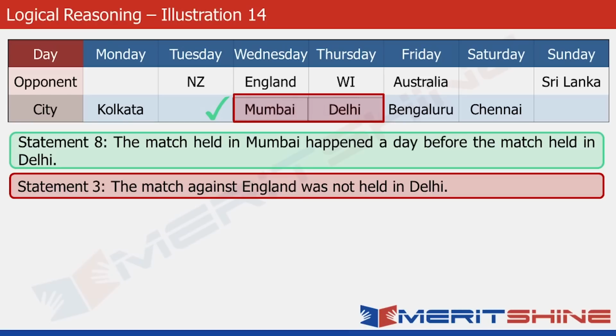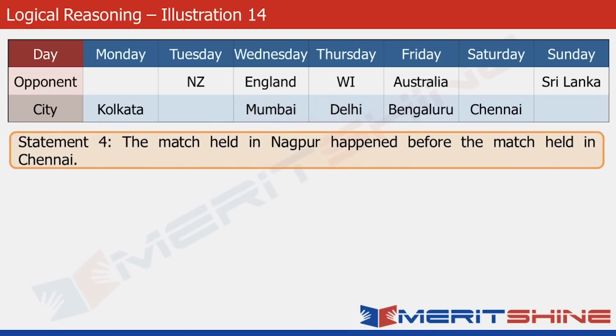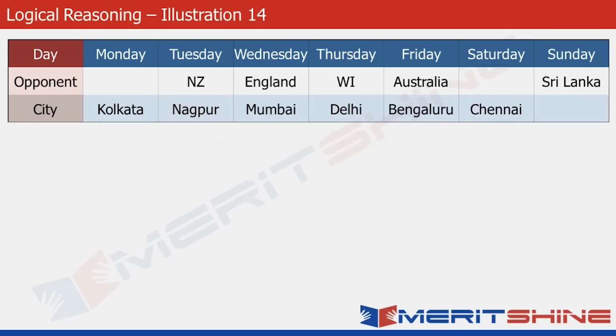Let's move forward. Statement 4 says that the match held in Nagpur happened before the match held in Chennai. The Chennai match happened on Saturday. There are just two vacant positions in the city row, one on Tuesday and the other on Sunday. So if the Nagpur match happened before the Chennai match, it must have happened on Tuesday. So let's put Nagpur here against Tuesday and move to this cell. Now this is the last cell of this row, the city row.